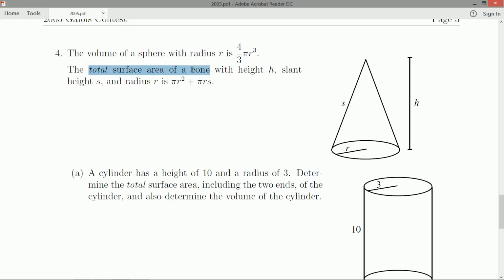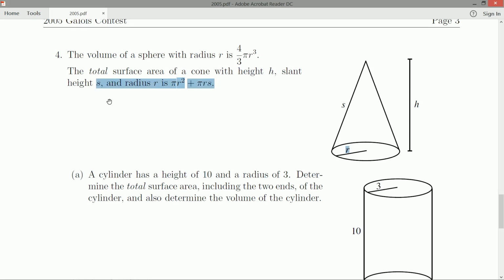The total surface area of a cone with height h, slant height s, so that would be the height going up the slant or slope of the cone to the peak, s, and radius r is pi r squared for the base there, plus pi r s. Okay. So there is a relationship between s, h, and r there. That's why they have cone with height h, but I imagine we have to make that connection ourselves.